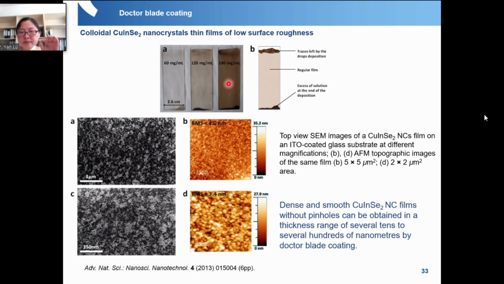And you can see that in this case, by doctor blading, they can have a kind of homogeneous crystal film without any pinholes on the surface. Because these pinholes, of course, are very bad if you think about solar cell applications. This will lead to a kind of defects in the devices.